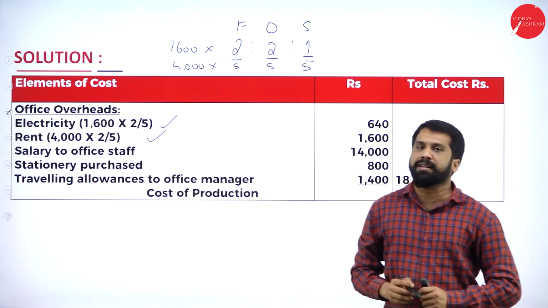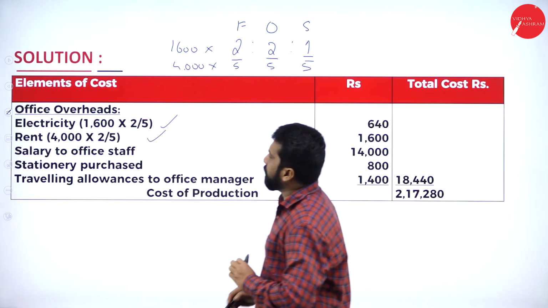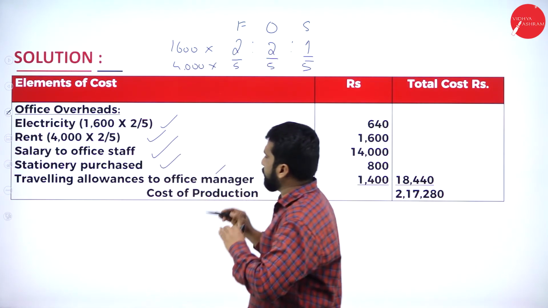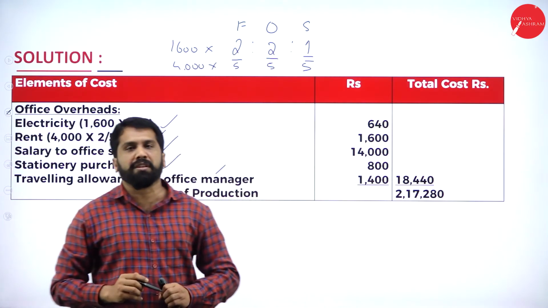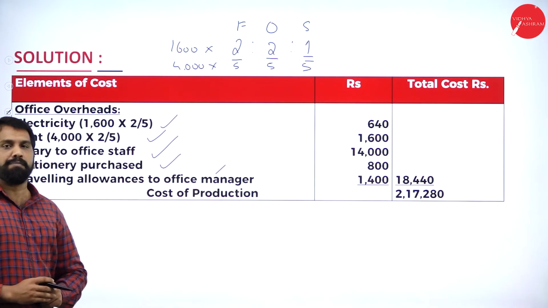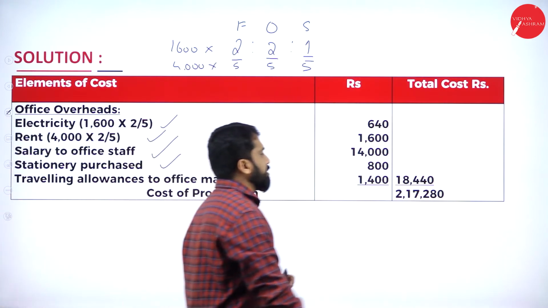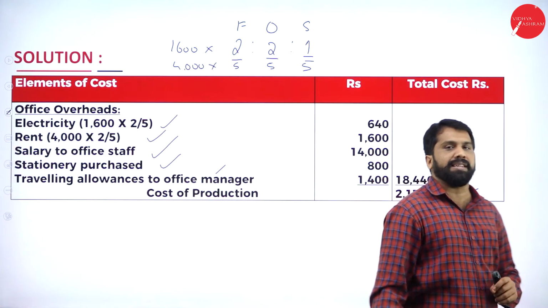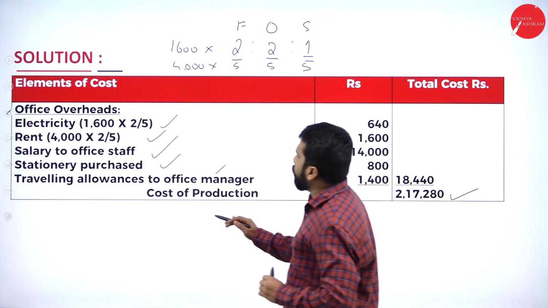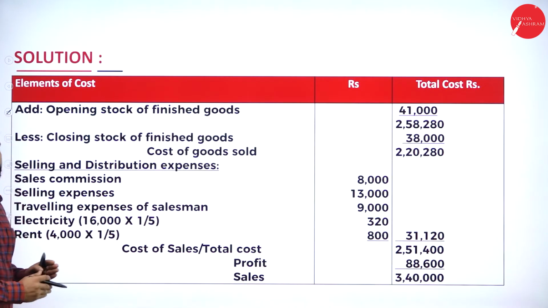Hope you're clear. Now, once you're done with this, then what will we do? Salary of office staff, stationery, traveling allowances, everything is done. So what did you get? The answer is nothing but cost of production. Clear? Yes, your cost of production is 2,17,280. Now, once you're done with this, we'll go for the next one. That will be your third part.